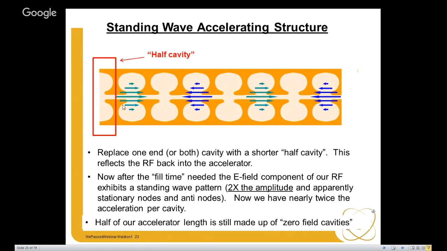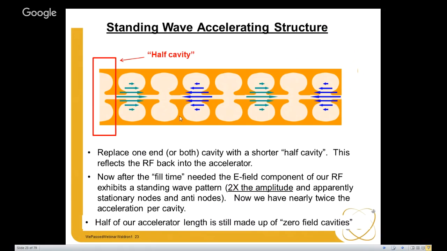And just like the two traveling waves opposing each other in the preceding slide, if we wait a little while after we begin pumping electromagnetic waves in, we will observe a standing wave pattern. The time it takes for this to happen is called fill time. There's a fill time and an empty time associated with putting the RF, switching on the electromagnetic waves into the accelerator and then switching it off again. It's a couple of nanoseconds, but it's there.